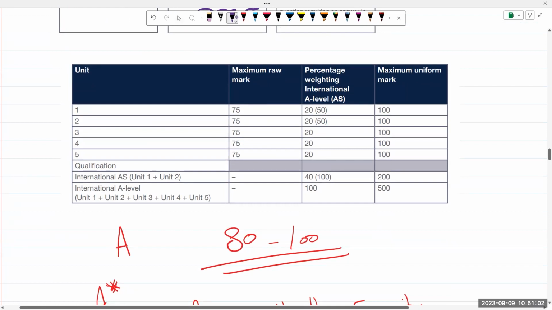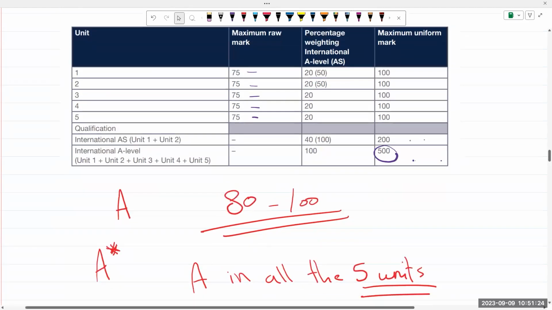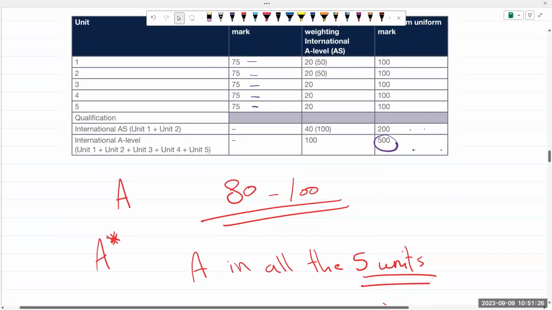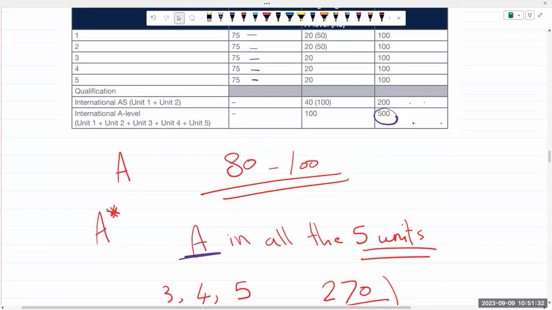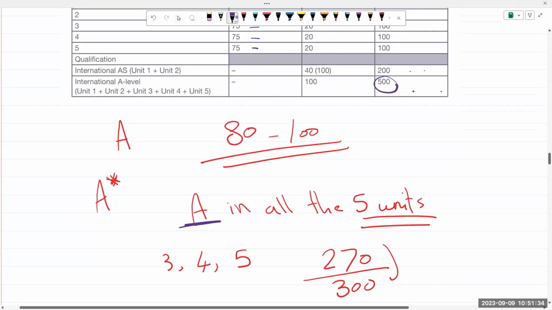This, as I said, this is the raw mark. Each unit is 75 marks. The percentage which carry 20%, and the uniform mark, it will be 100, so the total will be 500. 200 for AS, unit 1 and unit 2, 300 for unit 3, 4 and 5. To get A, you must get 80 over 100. To get A star, you have to get A in all 5 units. And also you must exceed 270 out of 300 from units 3, 4 and 5.